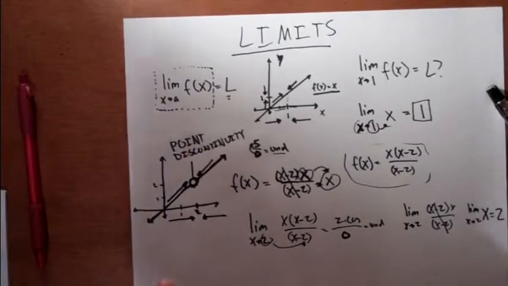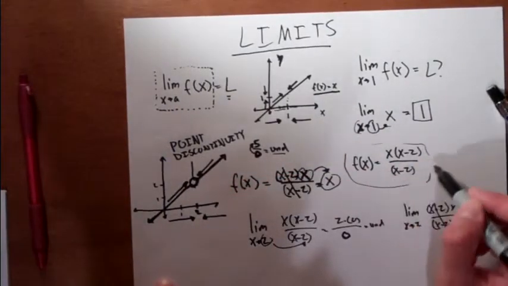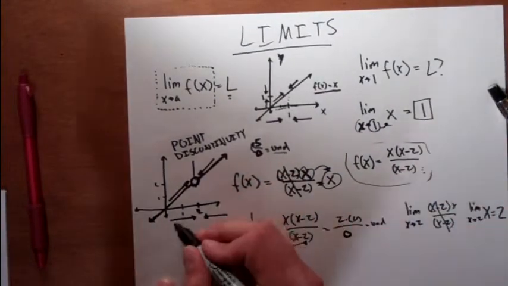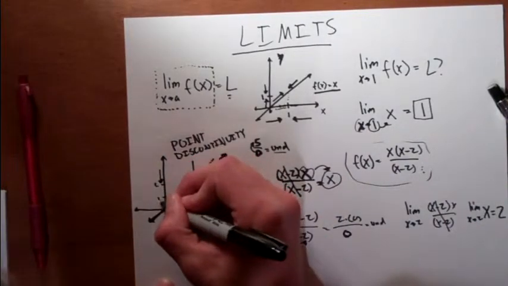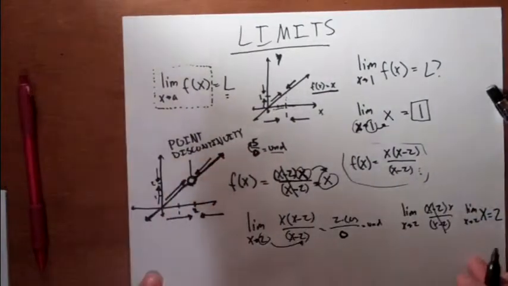So what we can say is, for this function right here, as x gets closer and closer to 2, my y value is also getting closer and closer to this 2.